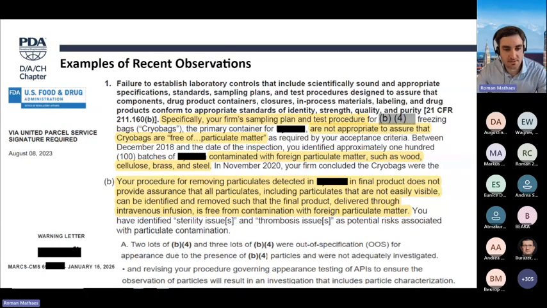Then second, if we look at the second case down here, 2 lots and 3 lots were out of specifications for appearance due to the presence of particles and were not adequately investigated. So this is one example showing that the agencies are moving away from a pure focus on the visual inspection method to the expectation of a quality risk management end to end. So basically controlling every stage of the particle life cycle up to adequate investigations, followed by potential operational excellence initiatives. Again, highlighting ensuring patient safety and also ensuring GMP process control.